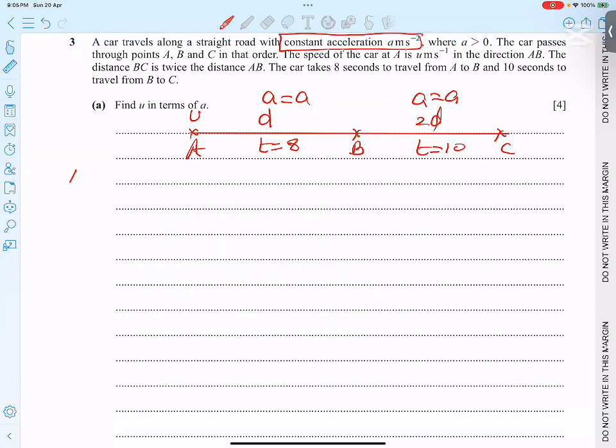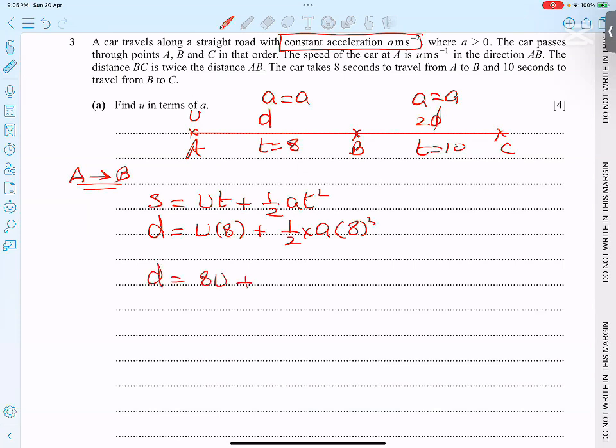So first of all, from A to B. S equals UT plus half AT square. S is D as given, U is U, acceleration is A, and T is 8. I'm going to plug in all values. So I'm putting here D, U is U, and time is 8. So I got D equal to 8U plus 32A. How 32? 64 divided by 2. Okay, this is done.